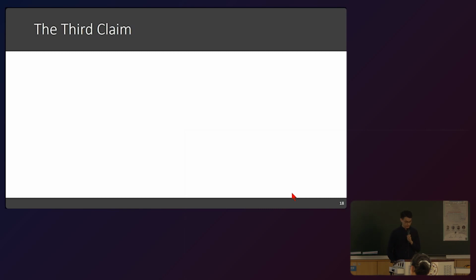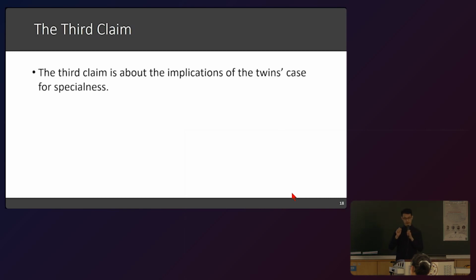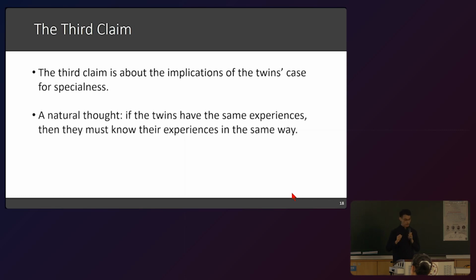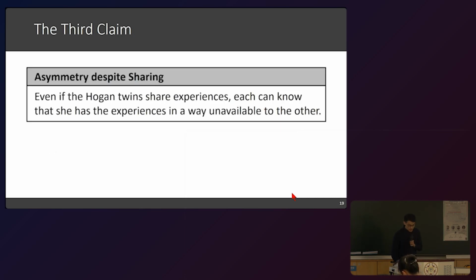Okay, let's now turn to the third claim. The third claim is about the implications of the twins' case for specialness. The next thought is that if the twins have the same experiences, then they must know their experiences in exactly the same way. I think this is too quick. I think if we look at the case more carefully, we will see that even if the Hogan twins share experiences, each can know that she has the experiences in a way unavailable to the other. This is the third claim. Let's call it asymmetry despite sharing.